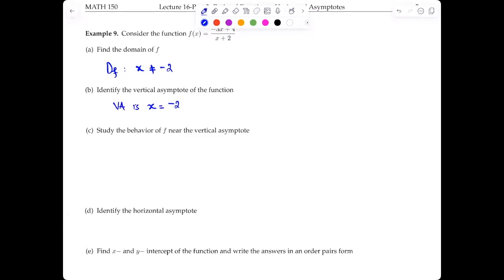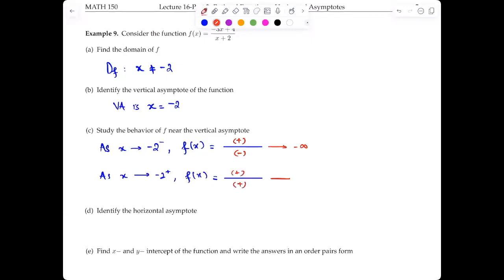So again, there are two cases that you need to consider as x approaches -2 from the left. The function is positive on top and negative in the bottom. So therefore, the function approaches negative infinity. And as x approaches -2 from the right, f of x is positive on top, positive in the bottom, and the function approaches positive infinity.